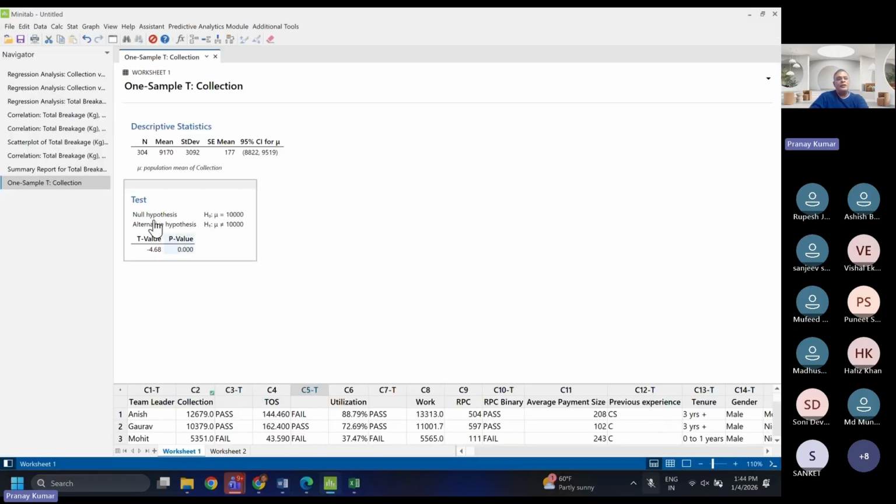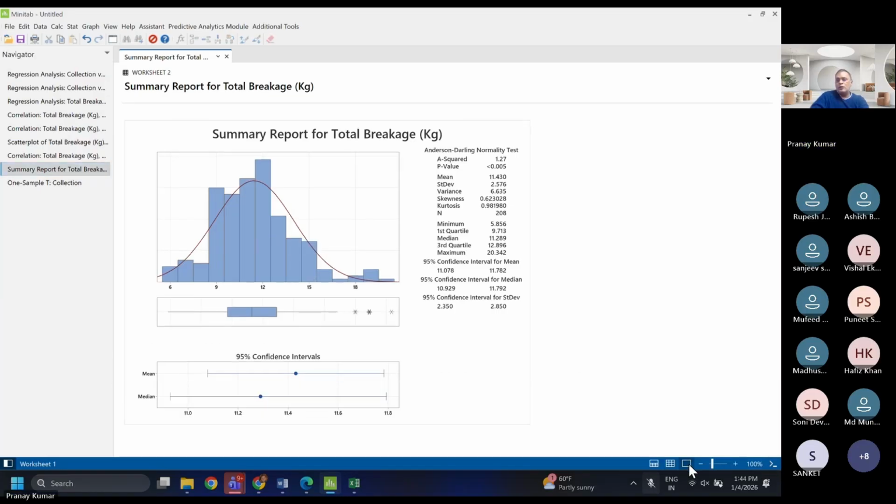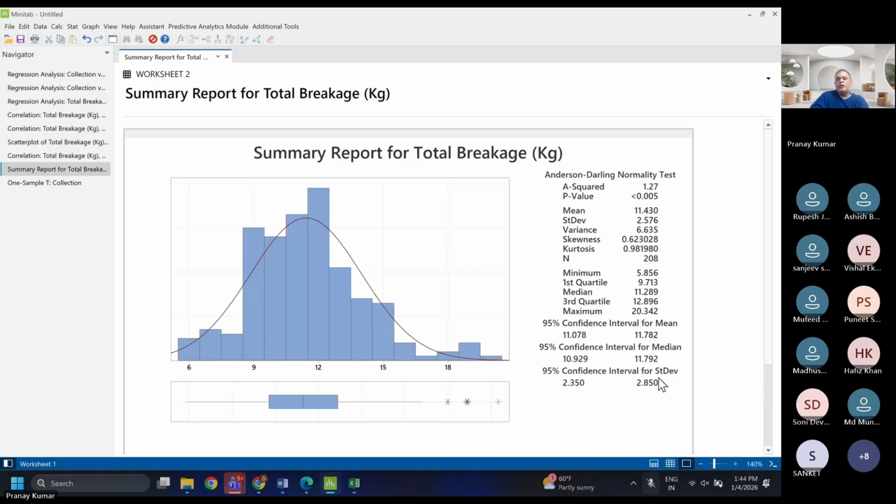Let's say in our previous graphical summary, I have the mean of breakage. My mean is coming at 11. Now someone says, based on the sample mean, can you conclude where the population will lie? नीचे देखो, it says 95% CI of mean 11.07 to 11.7. This range where the population is expected to lie, this range is referred to as confidence interval. People with me?